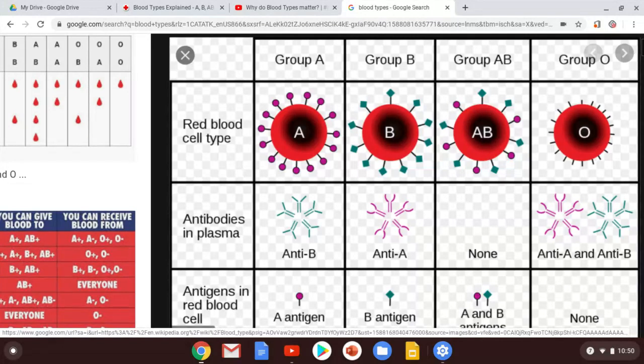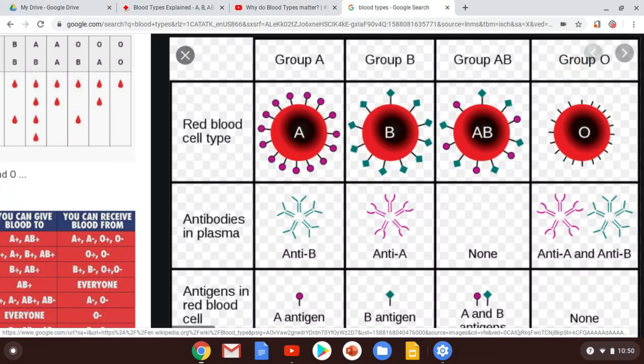Hi, everybody. So today we are going to be talking about blood types, antigens, antibodies, how they are connected, and why it's important to know in the first place. So let's get right into it. There are four main blood types. There's group A, B, AB, which means you have both A and B, and O, which means you have neither A or B.